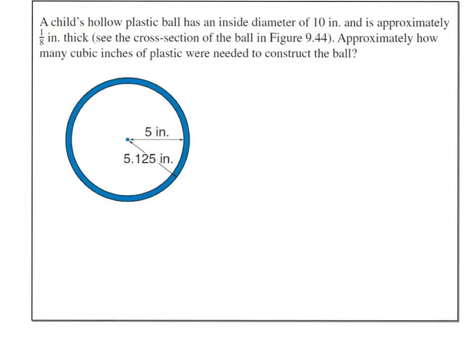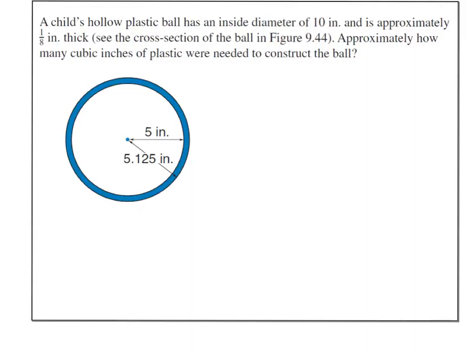All right, so I have a child's hollow plastic ball and it has an inside diameter of 10 inches and is approximately 1/8 inches thick. So how many cubic inches of plastic were needed to construct the ball? Basically what we're looking at here is what is the volume of that shaded area? And we're looking at this in terms of a sphere, okay? So I need to figure out what is the volume of the whole thing, and then the part that I'm taking out would be that inside piece.